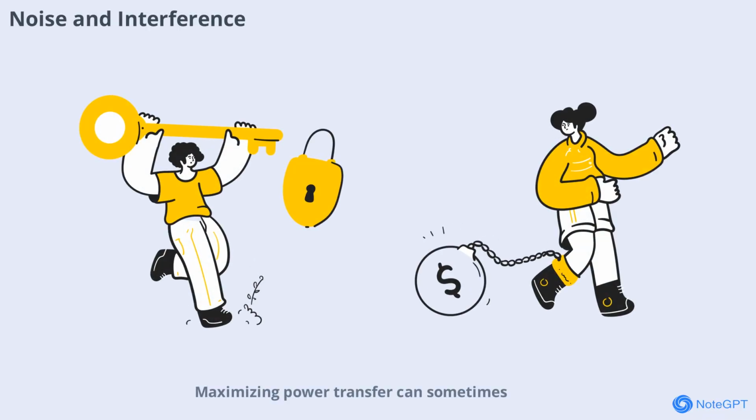Maximizing power transfer can sometimes increase susceptibility to noise and interference, especially in sensitive electronic systems. Engineers must carefully design circuits to balance power transfer with noise immunity, using shielding, filtering, and grounding techniques to minimize unwanted signals. This is particularly important in communication and measurement systems, where signal integrity is critical.